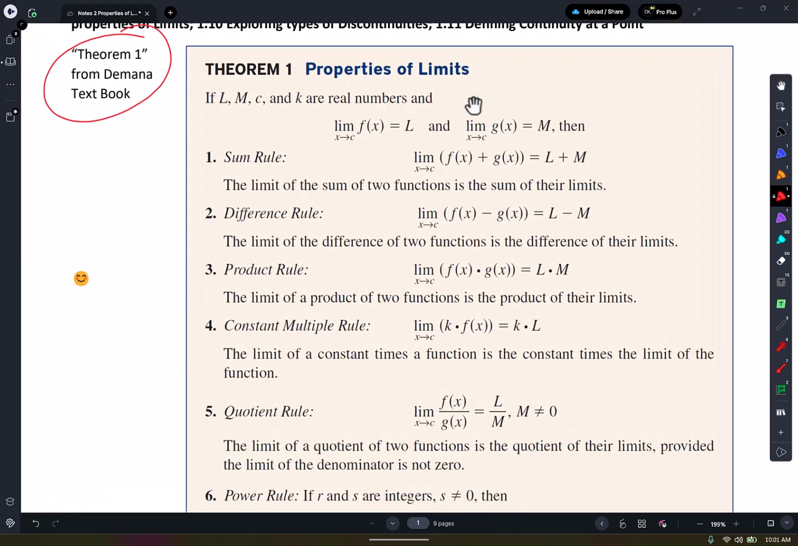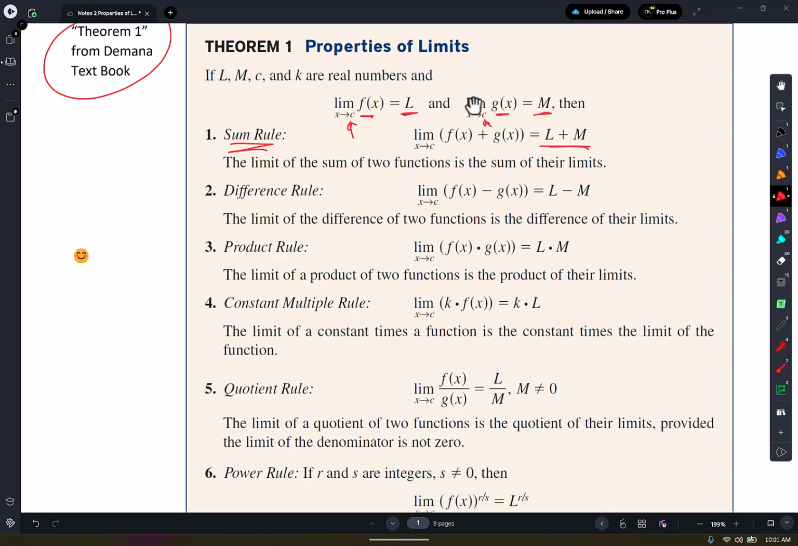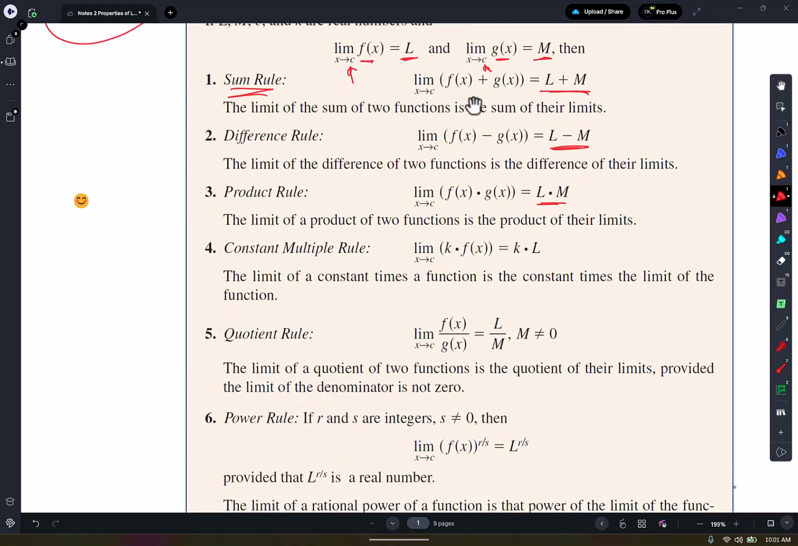So it's telling you here that if I have a limit of a function f that equals L, as I'm approaching c, some constant, and as x approaches c of g of x, this limit is m. So it's telling you all these different rules, the sum rule. If you have the limit of f of x plus g of x, you can just add those limits. If you have the limit of f of x minus g of x, you subtract them. If you have the limit of f of x times g of x, you can multiply them. So it's just pretty much basic rules.